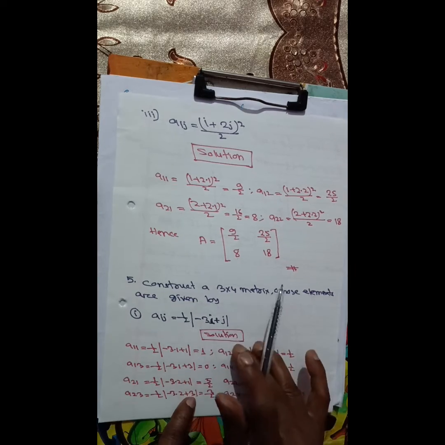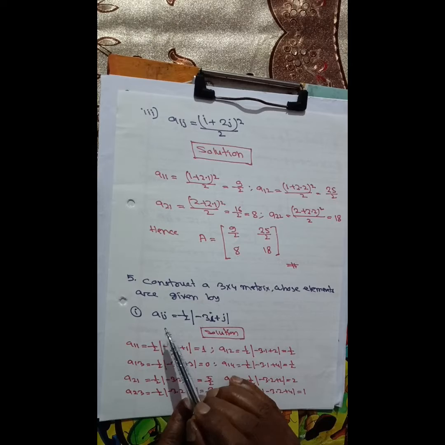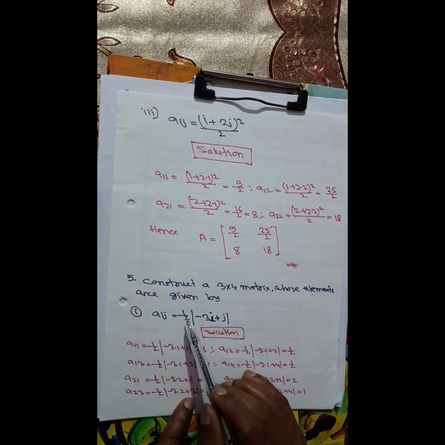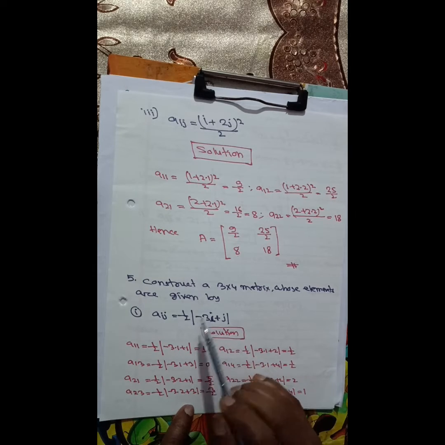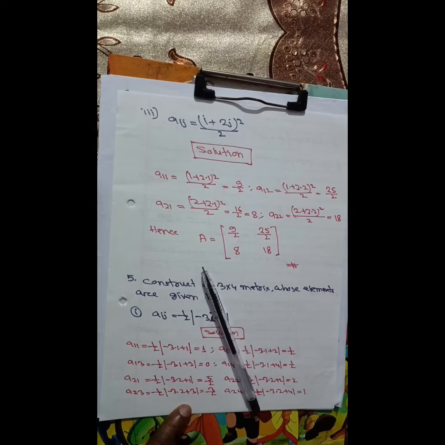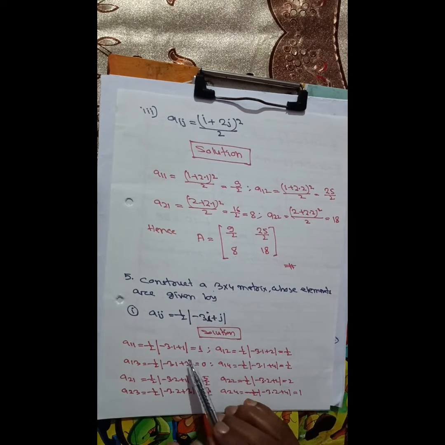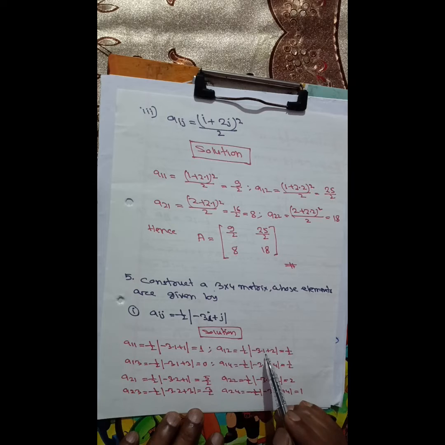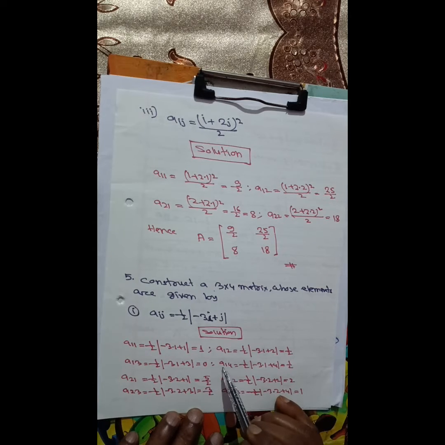Next, another question, number 5, same type of question: construct a matrix of order 3 by 4 whose elements are given by these relations. Only the relation is different. This relation is given: aij equals half into the modulus of minus 2i plus j. Since there are 12 elements, we first have to find the 12 elements. For a11, i equal to 1, j equal to 1, it gives 1. a12 gives half. a13, i equal to 1, j equal to 3, gives 0. a14, i equal to 1, j equal to 4, gives half.